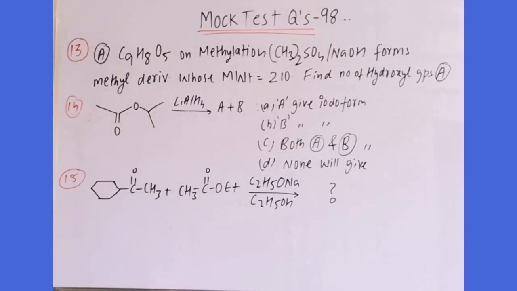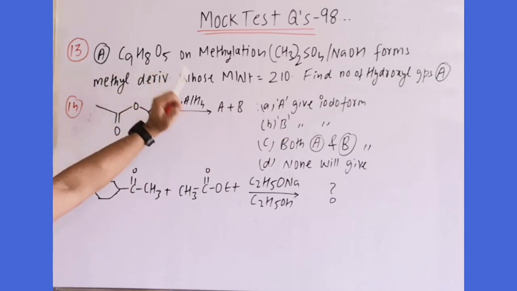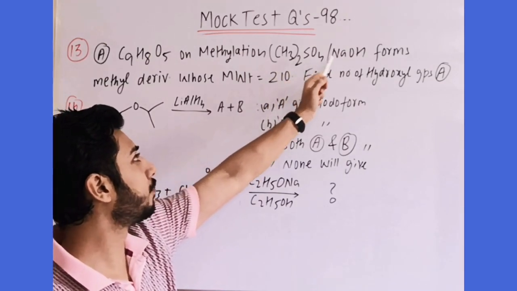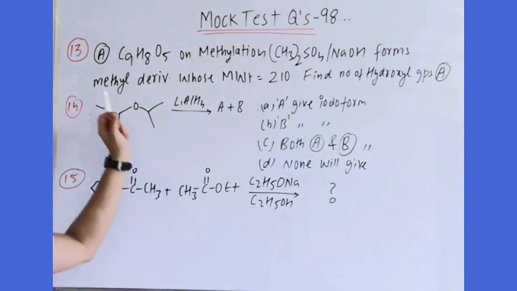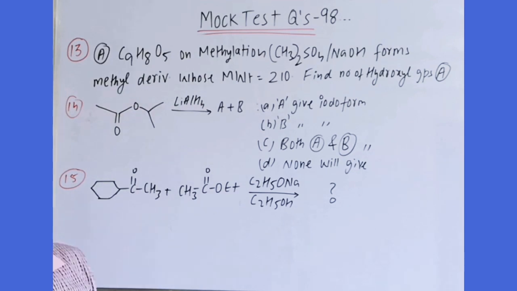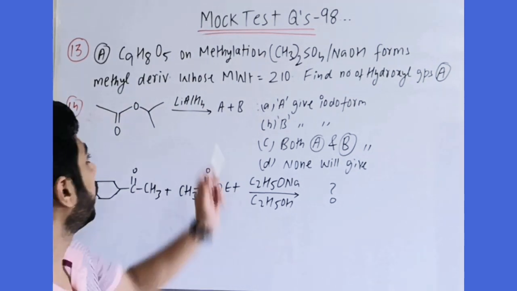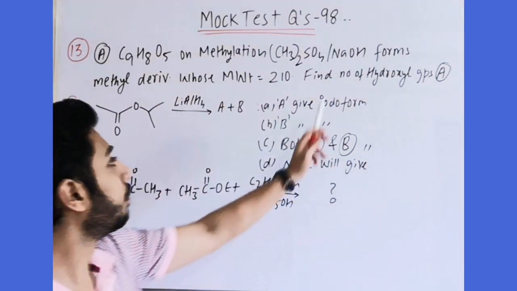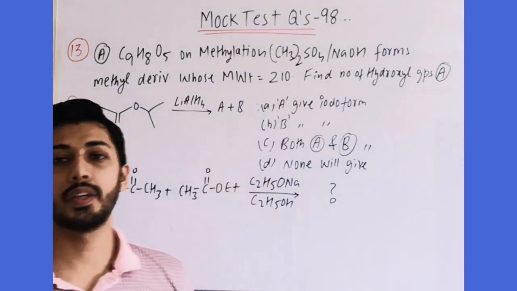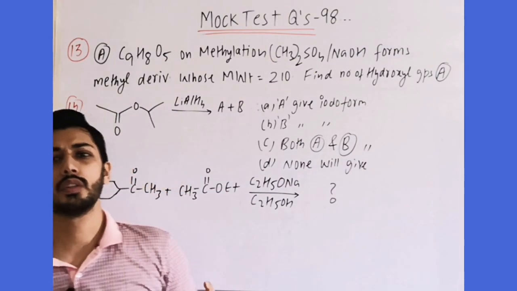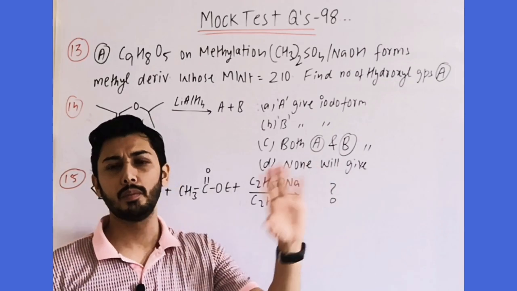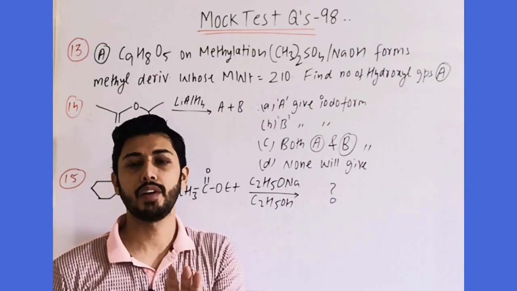Next question, you think about this question, I'm reading it. A compound A with formula C9H8O5, on methylation with (CH3)2SO4 in alkaline medium NaOH, forms a methyl derivative. Then the molar mass of the compound formed after the reaction is given, that is 210. Find the number of hydroxyl groups present in A. So this question is a little bit information based, although you can solve it by simple mole concept or logically find the answer.